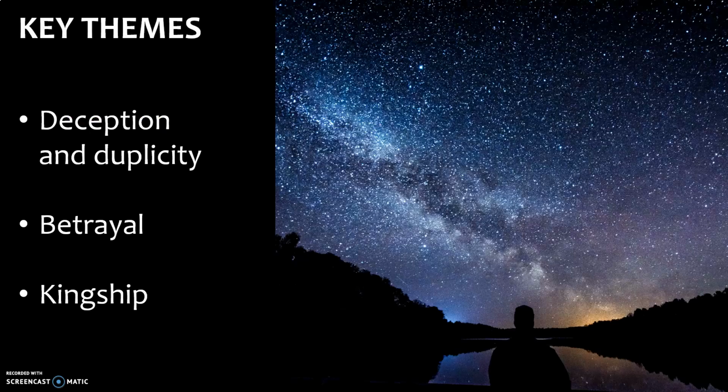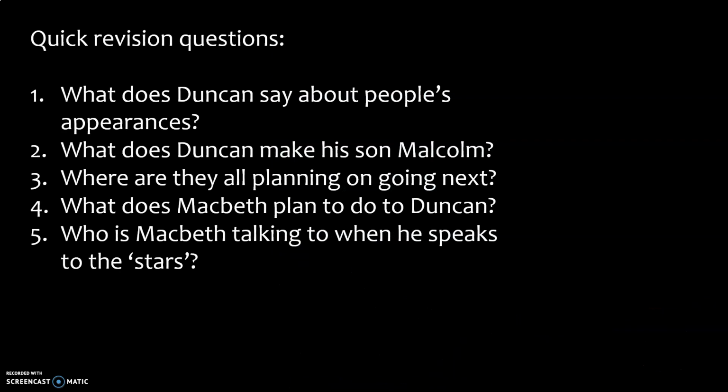Key themes in this scene, well, we've got deception and duplicity again, Macbeth looking like one thing and being another, but also don't forget that Duncan referred to that himself as well, about not being able to tell what somebody is thinking by looking at their face. Betrayal comes through, of course, but also kingship. Duncan acts in a very kingly way in this, and is very good. Virtuous is a really good word to use for him as well. Virtue, virtuous. Look it up if it's a word you're not sure of.